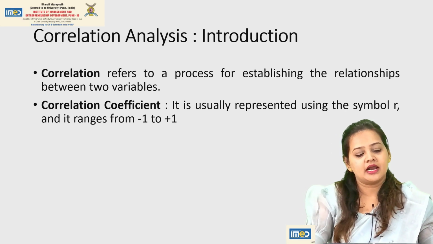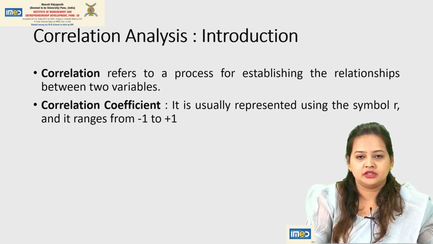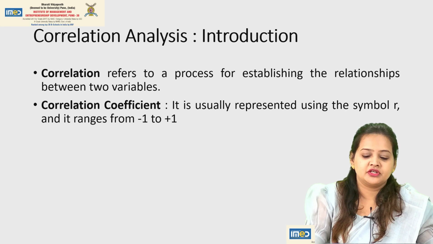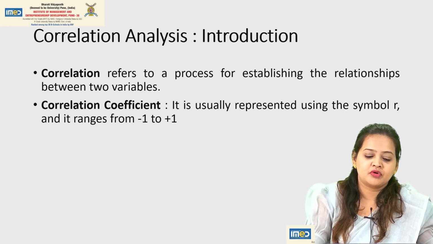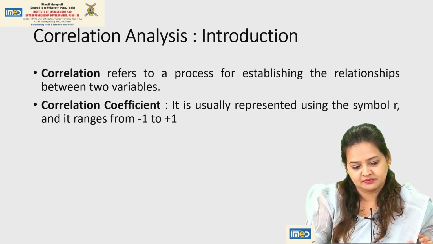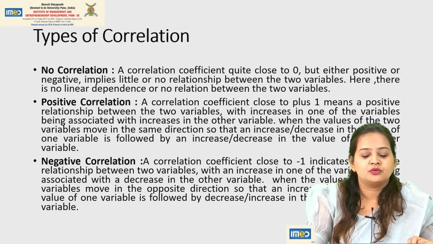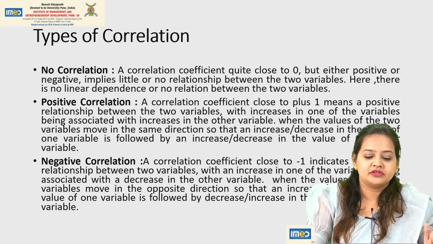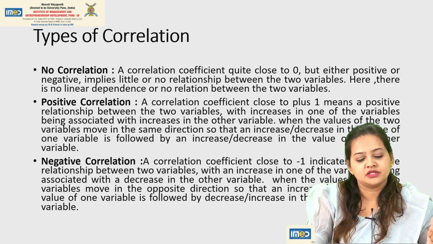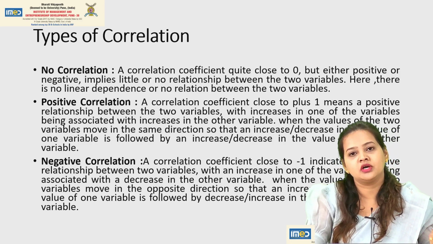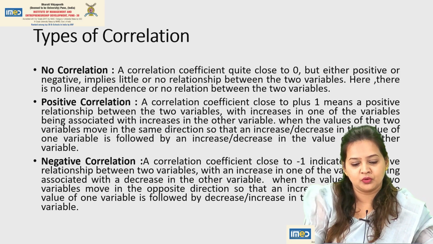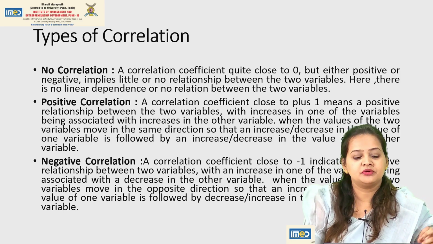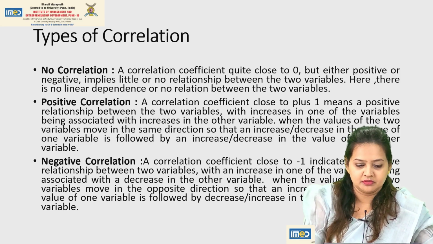Next, let us understand the concept of the correlation coefficient. Normally the correlation coefficient is denoted by the symbol small r, and it takes values from -1, 0 to +1. Based upon these values, there are different types of correlation. First one is no correlation. Here r is equal to 0, which means there is absolutely no relationship between the two variables.